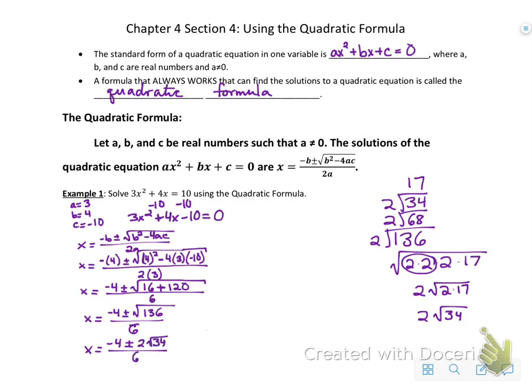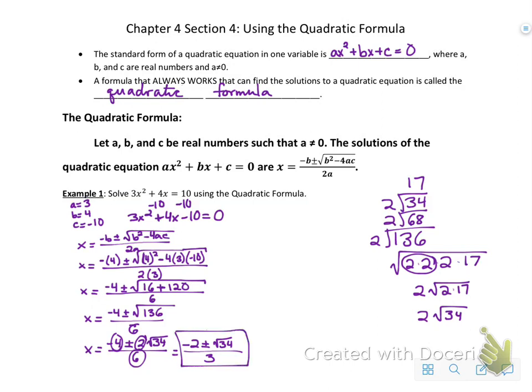over 6. Now there is one more thing that we can do, because this can be simplified a little bit more. The 4, the 2, and the 6 all have something in common. They're all divisible by 2. So divide that 2 out. So negative 4 divided by 2 is negative 2. 2 divided by 2 is 1, so we're left with the square root of 34. And 6 divided by 2 is 3. So this is our final answer.